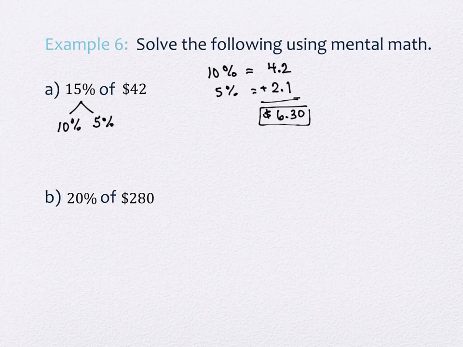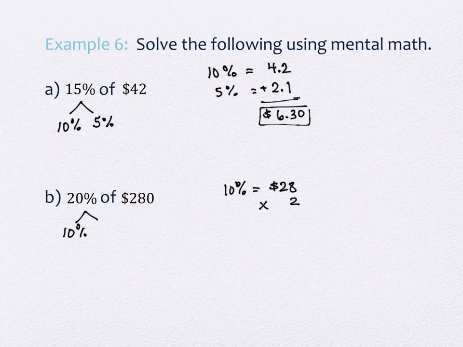So thinking along those same lines, there's a couple different ways we could do this next one, but I think there's one that sort of naturally presents itself. What could I do to find 20%? Okay, I can do 10%. So 10% of 280 would be what? 28. And then I've got a couple of options. What could I do next? Yeah, I could just multiply it by 2.